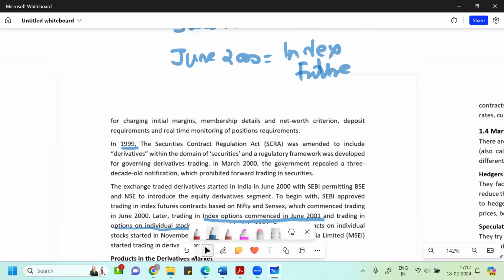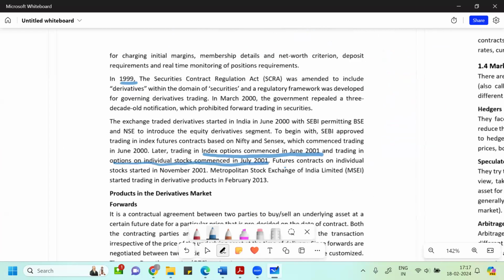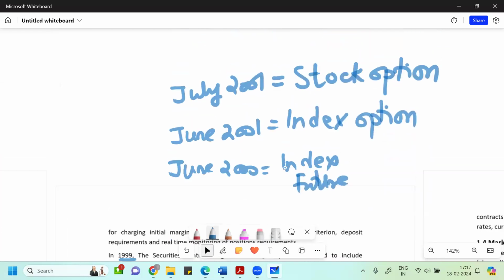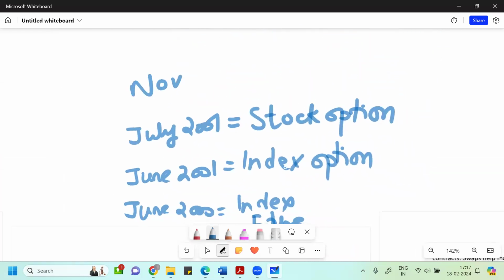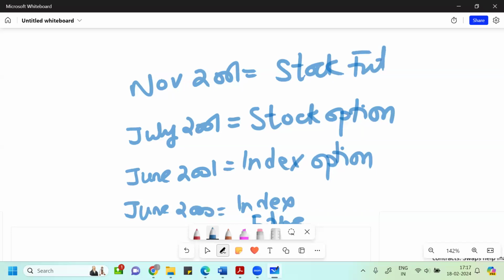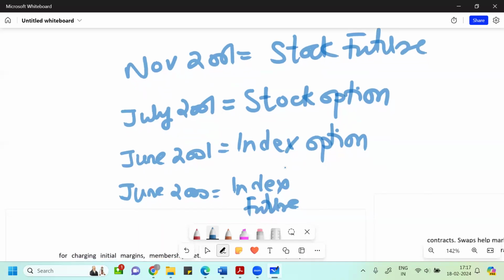Futures contracts on individual stocks started in November 2001. In November 2001, stock futures were introduced. So please remember this timeline: first index futures, then index options, then stock options and stock futures.